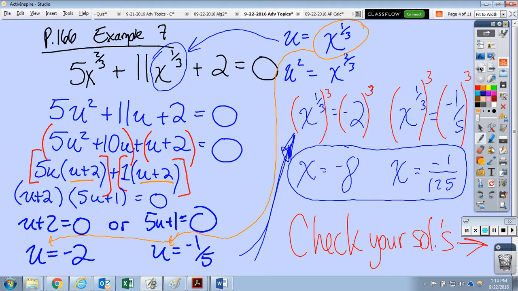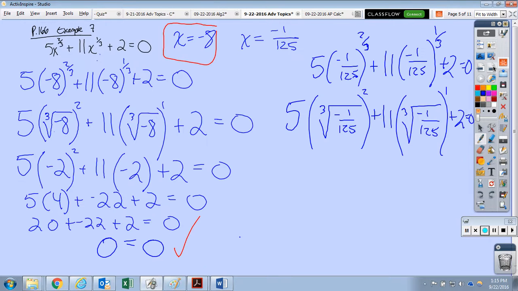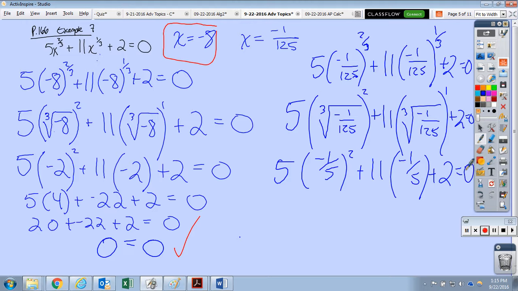When we did this, we found out, okay, the cube root of x is negative 1/5. Okay, x was negative 1/125th, so we know that this is just negative 1/5. So we have 5 times negative 1/5 squared plus 11 times negative 1/5 to the first power, which I don't really have to consider. Yes, question, yes.